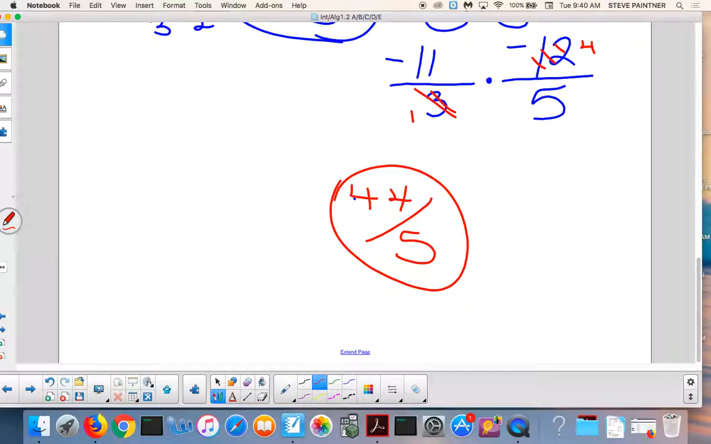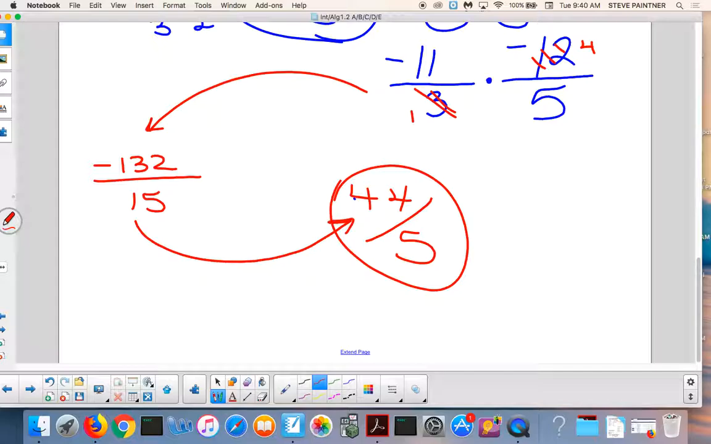Here's the bad way to do it. What's negative 11 times negative 12? Negative 132. What's 3 times 5? 15. Then some students will go this direction, and then they'll try to reduce it, and that's not easy. It's much easier to reduce in the beginning and just get your answer.